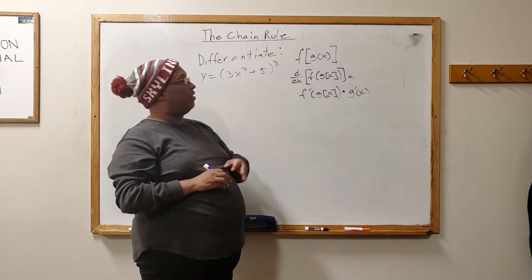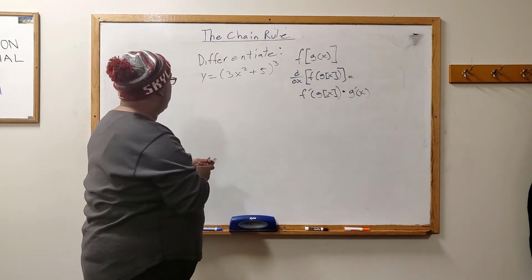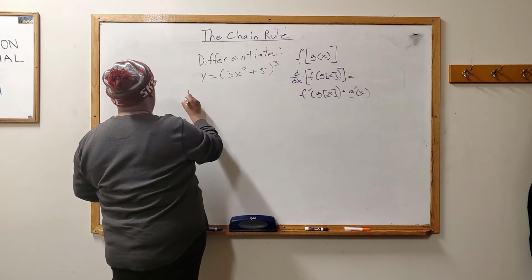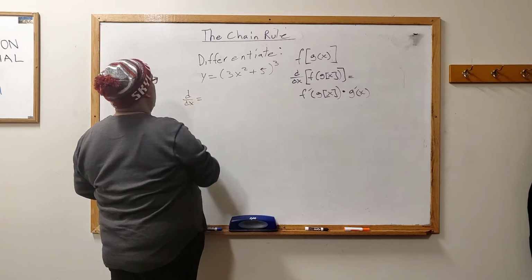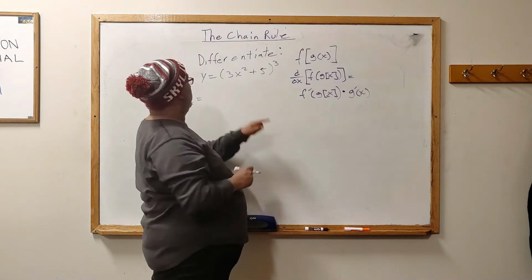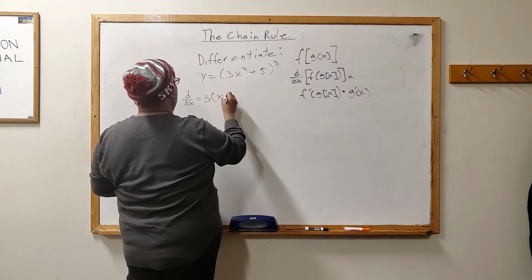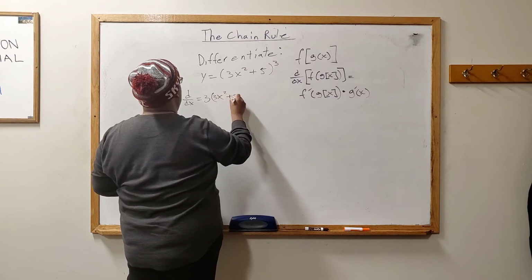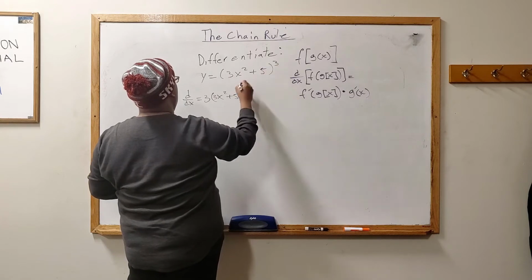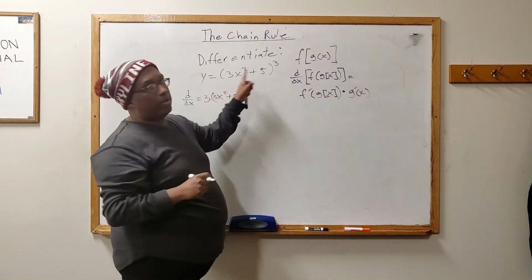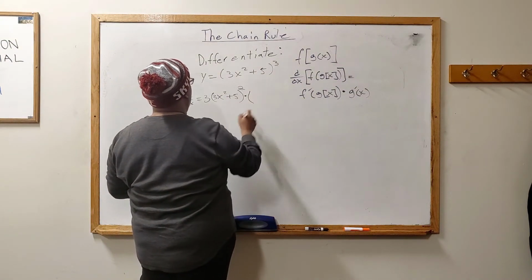So now we're going to use that chain rule with this problem. We have to do the outside function first. So looking at the outside function, we take this down, rewrite the inside, change the exponent by subtracting 1. So that's the derivative of the outside. Now we have to times it by the derivative of the inside.